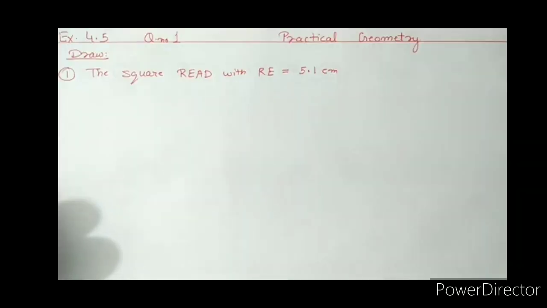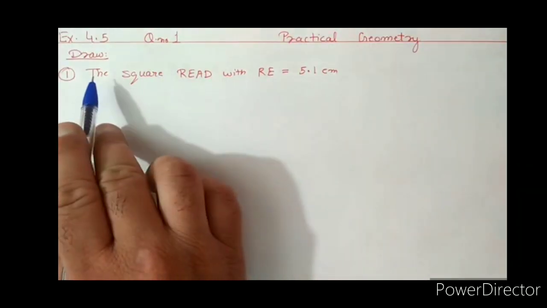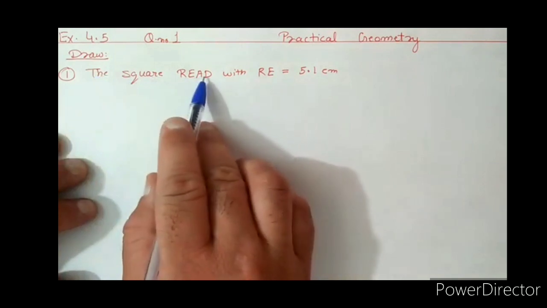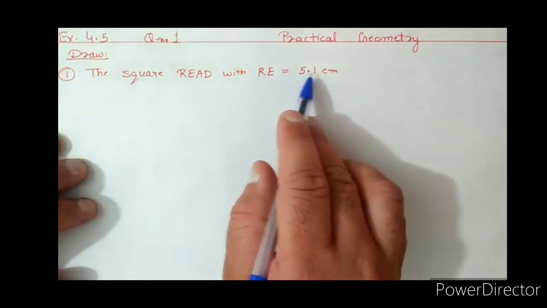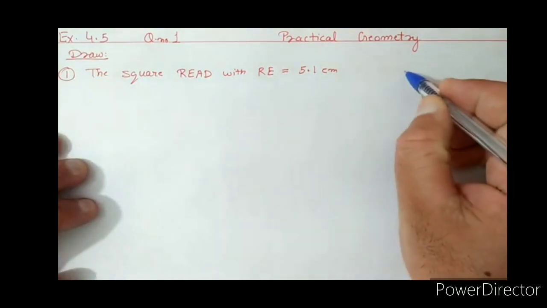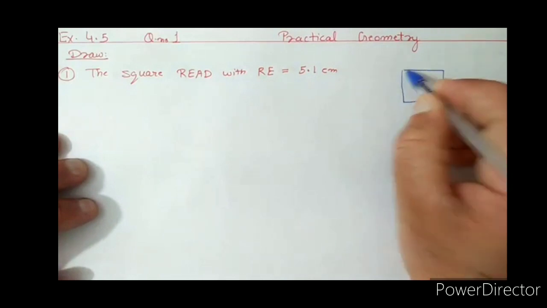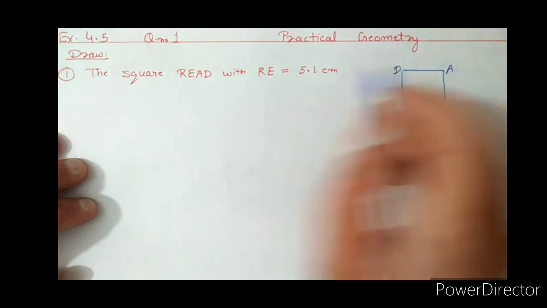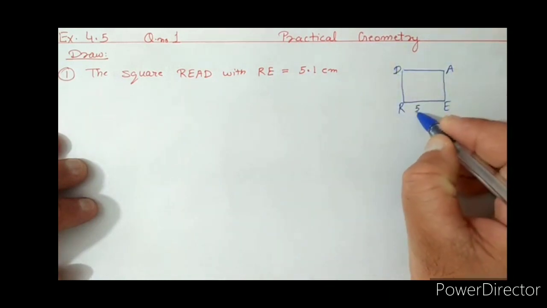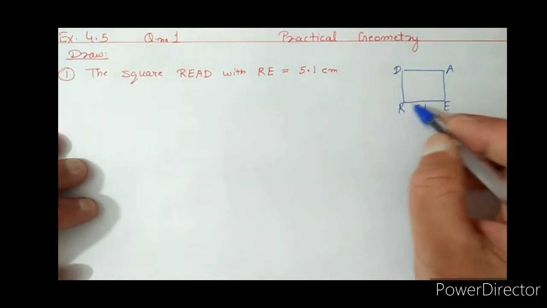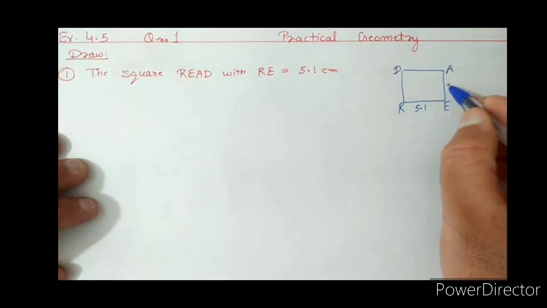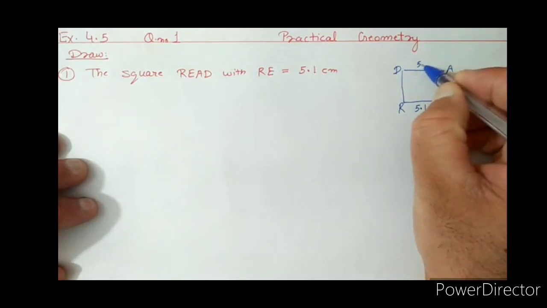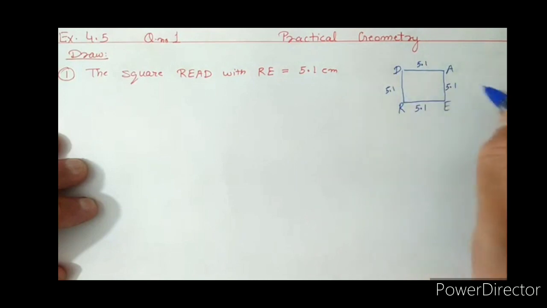Copy down. Next exercise 4.5. Construct the square READ with RE 5.1 centimeter. Draw a square or a figure and name it READ. We know that in square all sides are equal, is it? So each side measure is 5.1 centimeter, 5.1 centimeter, 5.1 centimeter.